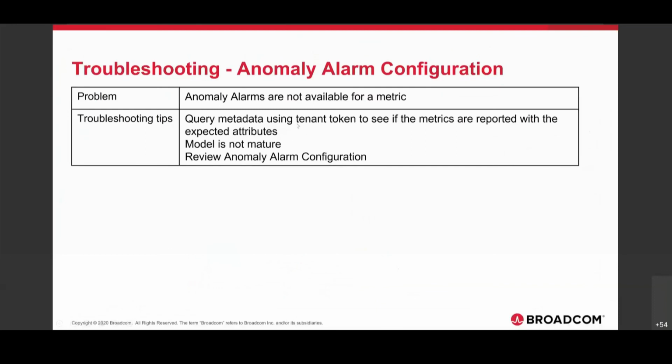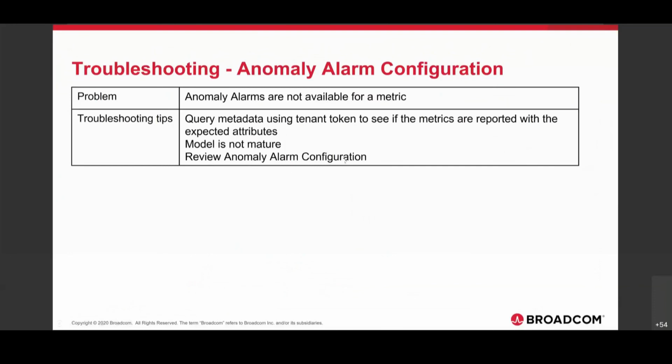And the next scenario is if the data is sporadic, where it is not continuous, the model itself might not be mature enough. It has to look at at least 500 data points before starting to produce anomalies. So the model is still learning. So probably that might be the reason why we may not be seeing the anomaly alarms.